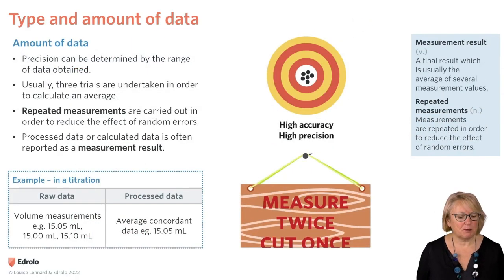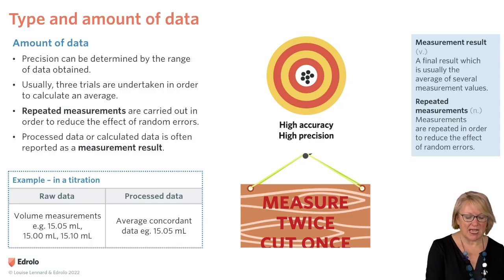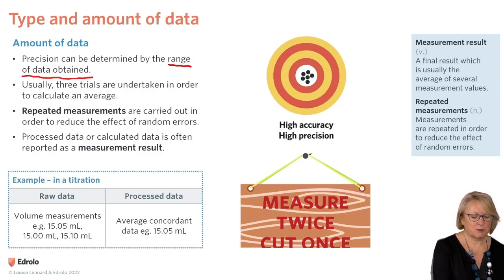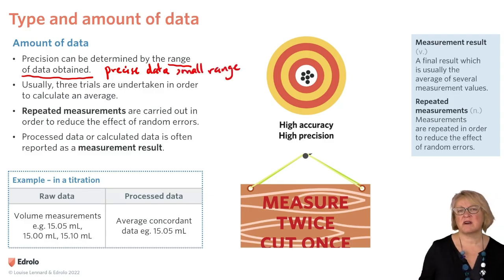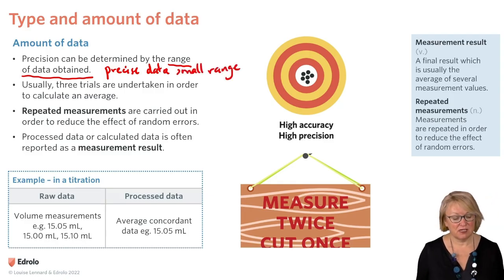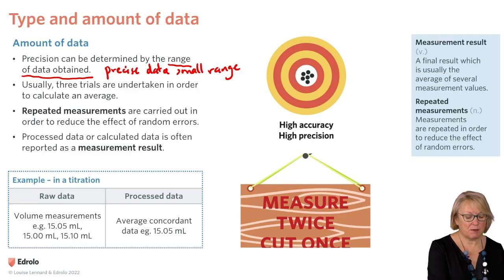The amount of data, precision can be determined by the range of data obtained. Precise data has a small range. Imprecise data has a larger range. And usually 3 trials are undertaken in order to calculate an average. And repeated measurements reduce the effect of random error.